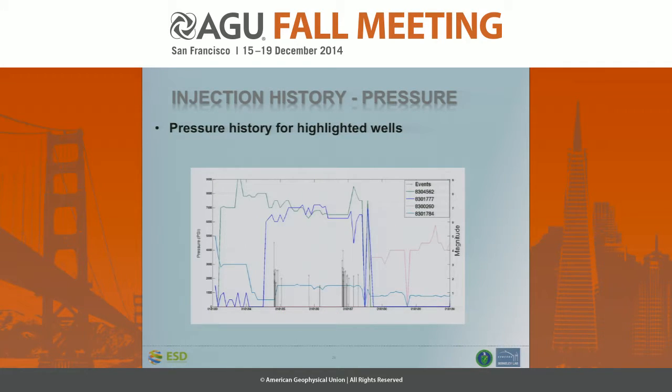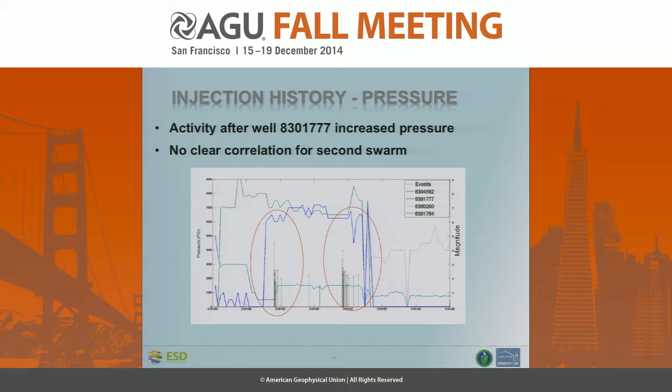And then we also looked at the pressure history, which is reported as well. And again, for the first cluster, you saw the injection did not increase that much, but then the injection pressure increased much more. So in the green well you had more injection, but here you have the pressure history, the injection pressure, which is much higher. For the second cluster, we don't really see any correlation if you look at it.